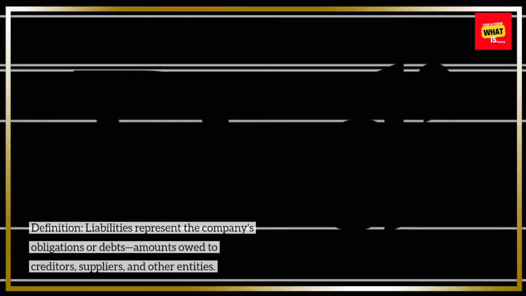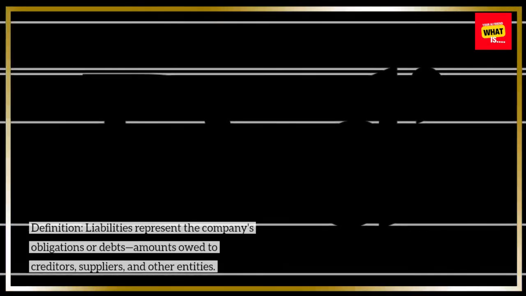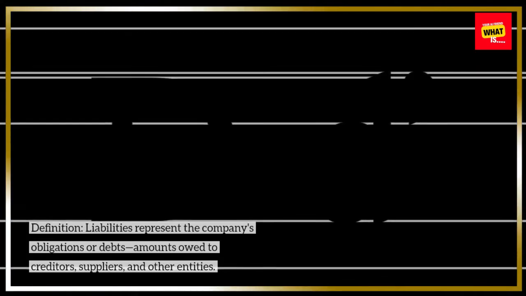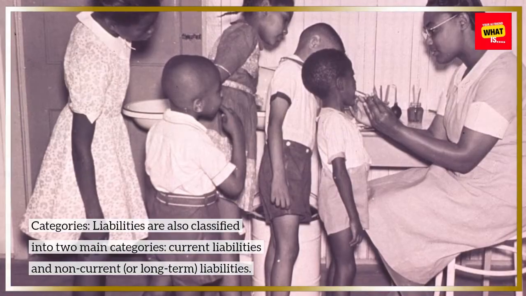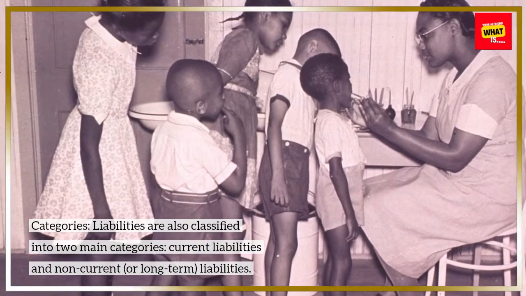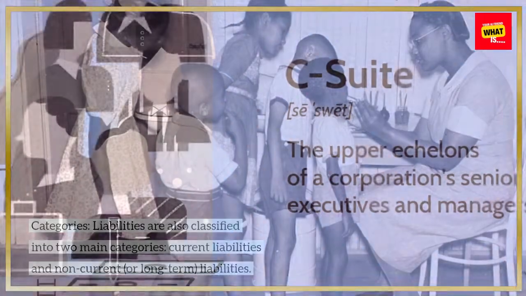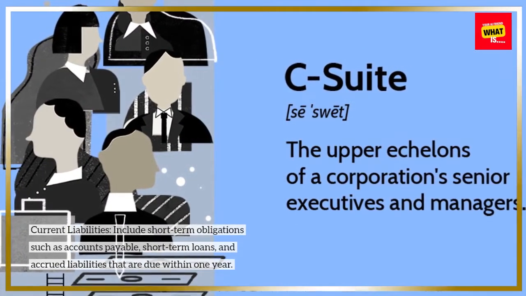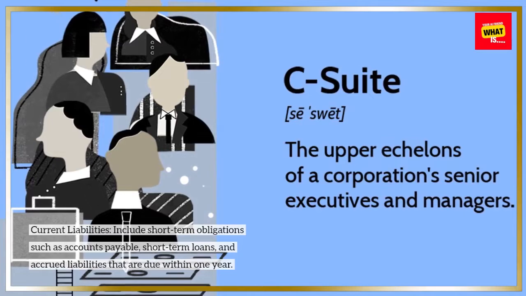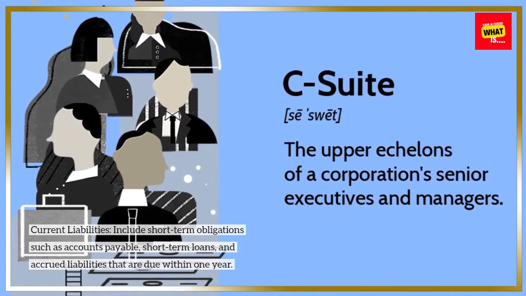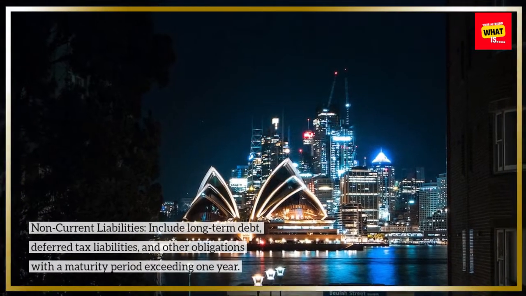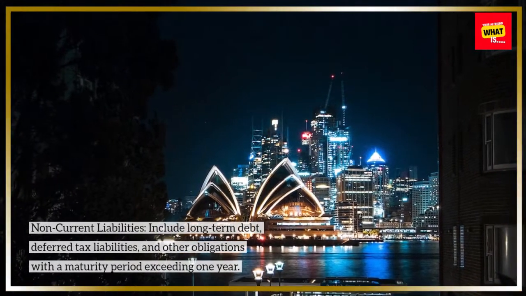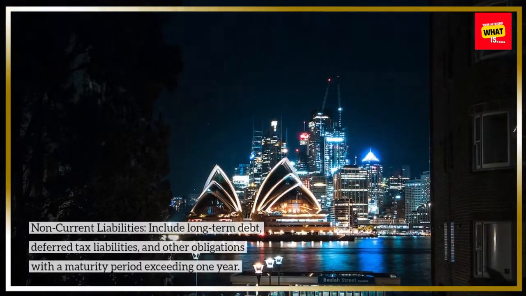Liabilities. Definition. Liabilities represent the company's obligations or debts, amounts owed to creditors, suppliers, and other entities. Categories. Liabilities are also classified into two main categories: current liabilities and non-current, or long-term, liabilities. Current liabilities include short-term obligations such as accounts payable, short-term loans, and accrued liabilities that are due within 1 year. Non-current liabilities include long-term debt, deferred tax liabilities, and other obligations with a maturity period exceeding 1 year.